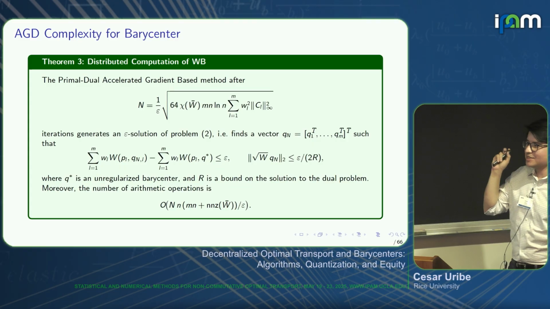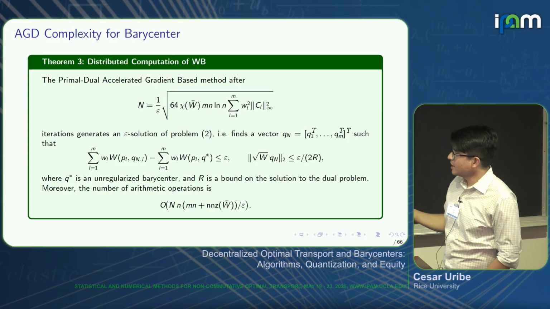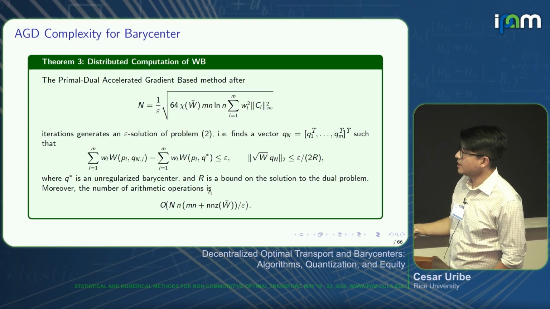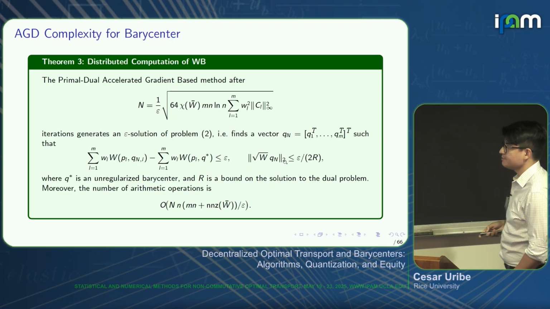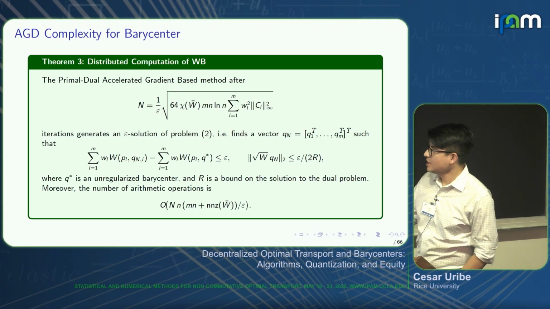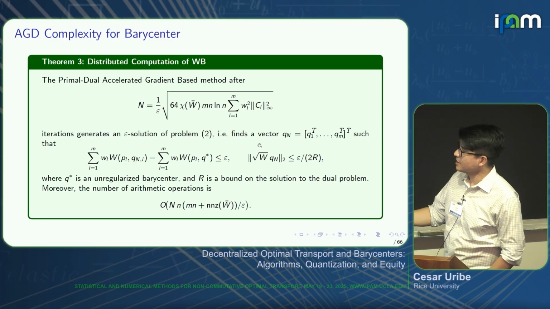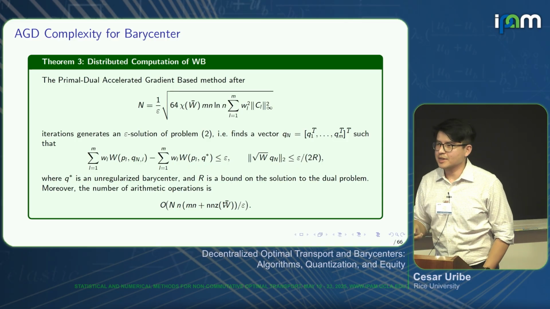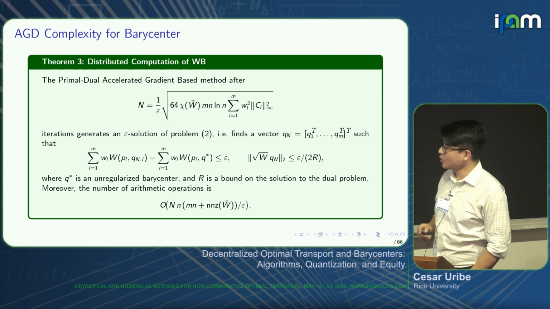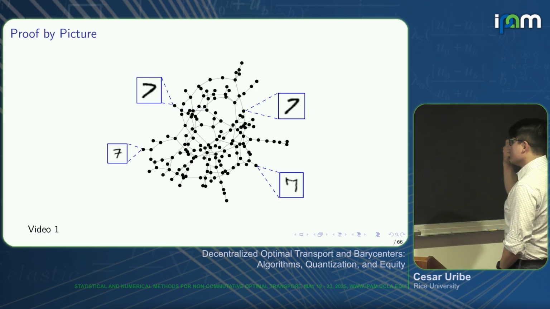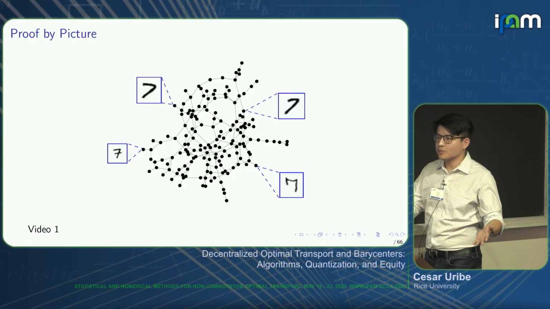So we have explicit dependency on all of our terms, and then we can guarantee, of course, primal dual gap and satisfaction of consensus constraints. We can also provide some arithmetic complexity because some of these things require matrix vector multiplications as well, but that's for the computer scientists in the room, right? So I'm not going to show the proof. I'm going to show proof by picture.